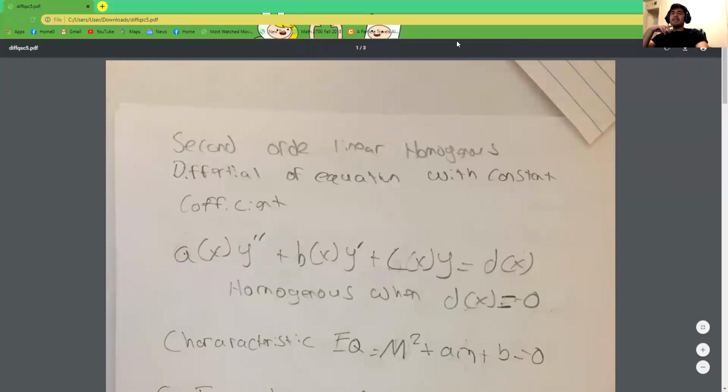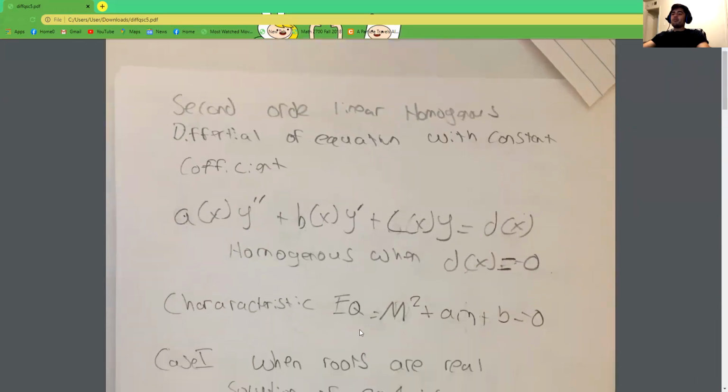Okay, this is my screencast video assignment 3. It was over second order linear homogeneous differential equations with constant coefficients. We have constant coefficients over here, a, b, c. It's second order because of this y double prime, and it's homogeneous when d of x is equal to 0. In order to solve these, we have the characteristic equation, and it's right here: m squared plus am plus b equals 0.